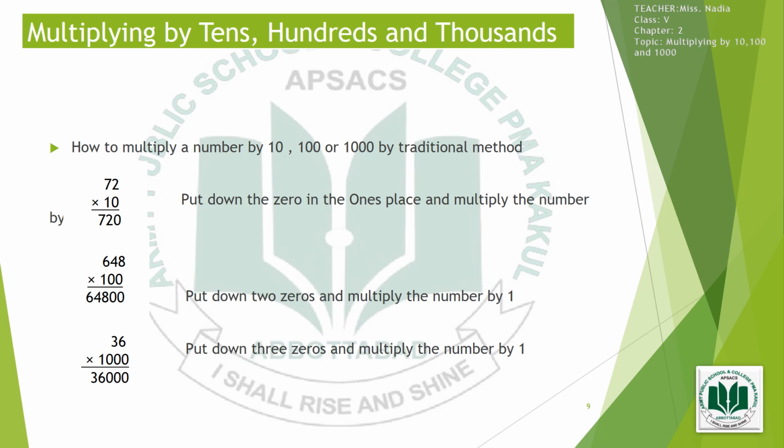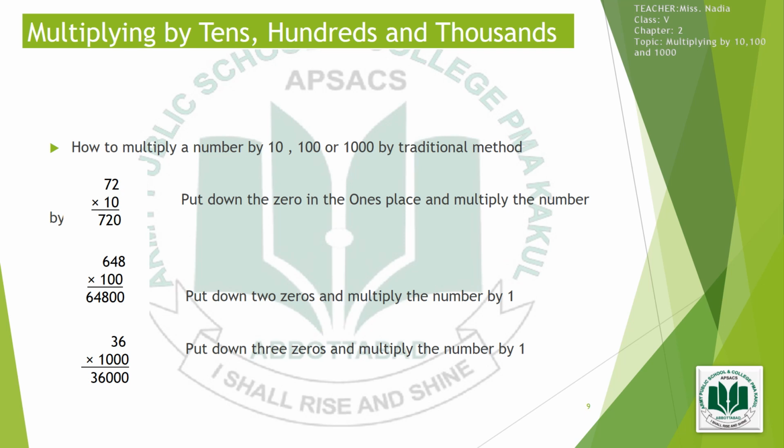Here we will learn how to multiply a whole number by 10, 100 and 1000 by the traditional method. Example 1 is 72 multiplied by 10. First, write the numbers in vertical form. Now put down 1 zero in the ones place and multiply the number by 1. That is 1 multiplied by 2 and 1 multiplied by 7. Now the answer is 720.